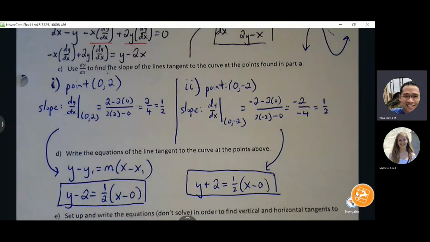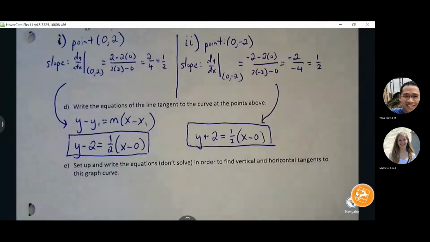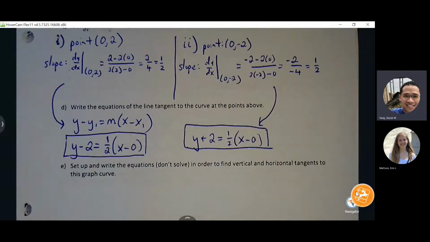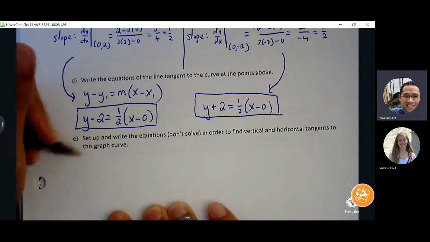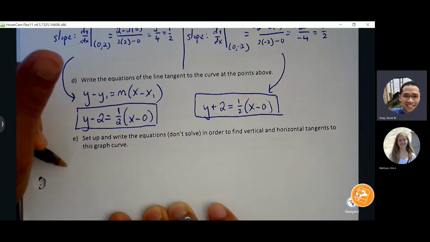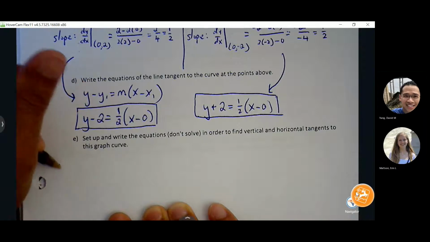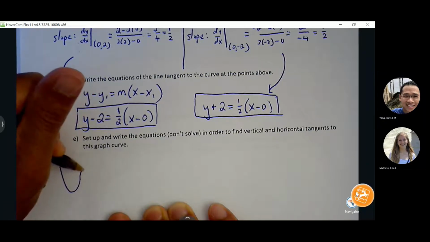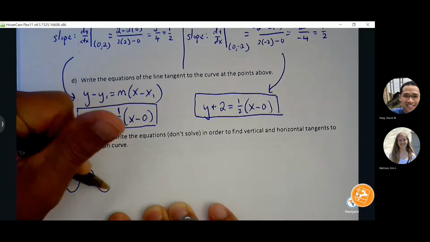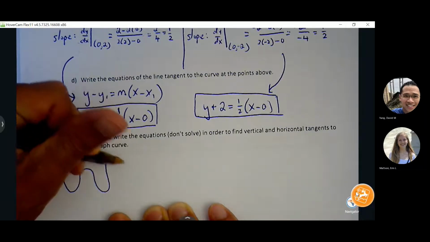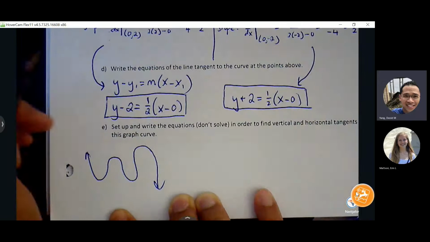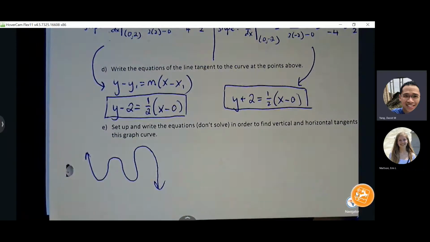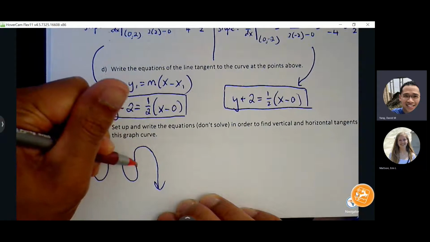Okay, questions so far? Part E says set up and write equations, but don't solve, in order to find vertical and horizontal tangents to the curve. So let's say this is what the graph looks like, where the slope is 0. Something like that. It's not a very good graph, but vertical tangents would look like this. A vertical tangent would be where the slope is undefined.